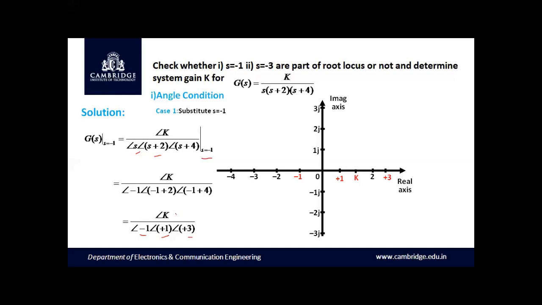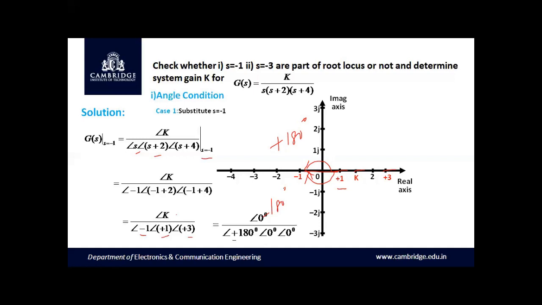To measure the angle for plus 1, it is exactly 0 degree, and for k it is 0 degree, as well as for plus 3 it is 0 degree. Whereas for minus 1, we have to draw a line, and this angle will be exactly plus 180 degree if you take anti-clockwise direction, and it will be minus 180 degree if you take a clockwise direction.